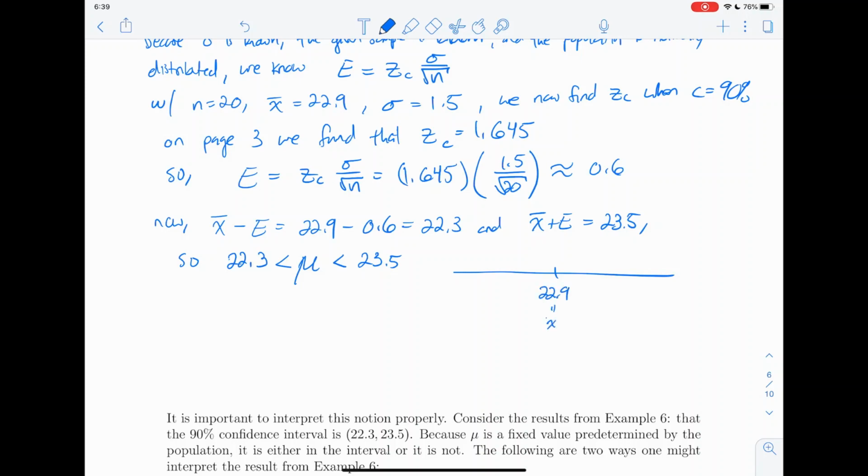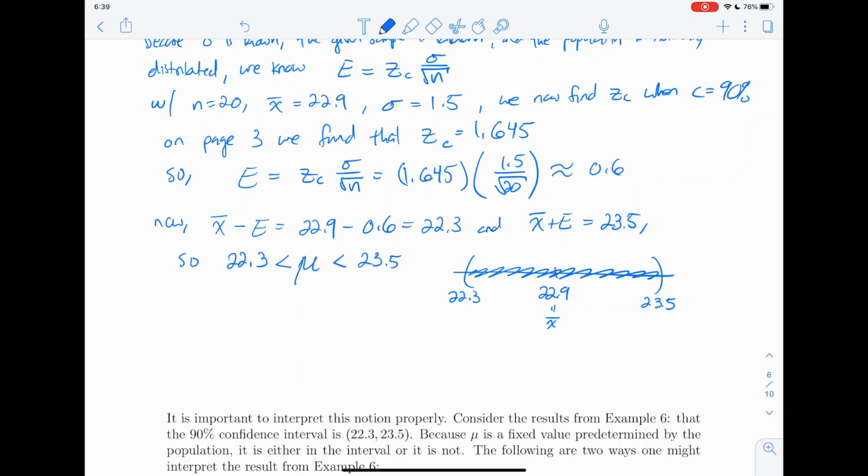And if you wanted to build a picture representation of that, we would put 22.9, the x bar value, in the middle, and to the left we would have the endpoint 22.3, and the right endpoint would have 23.5, and this in between would be exactly the interval that we've built.